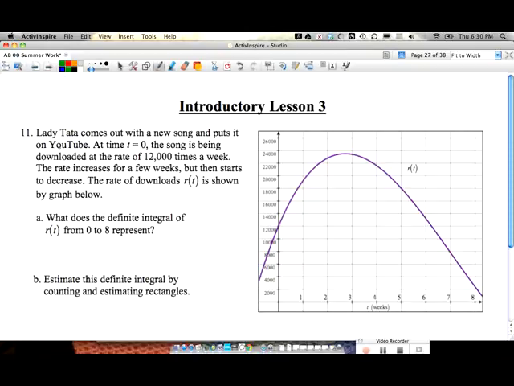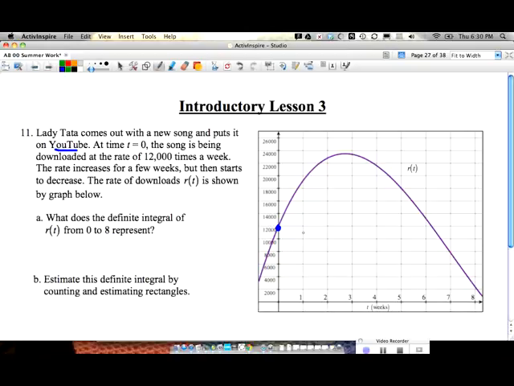Lady Tata comes out with a new song and puts it on YouTube. At time t equals 0, the song is being downloaded at the rate of 12,000 times per week. The rate increases for a few weeks, but then starts to decrease. The rate of downloads is shown in the graph below. What does the definite integral of r of t from 0 to 8 represent?